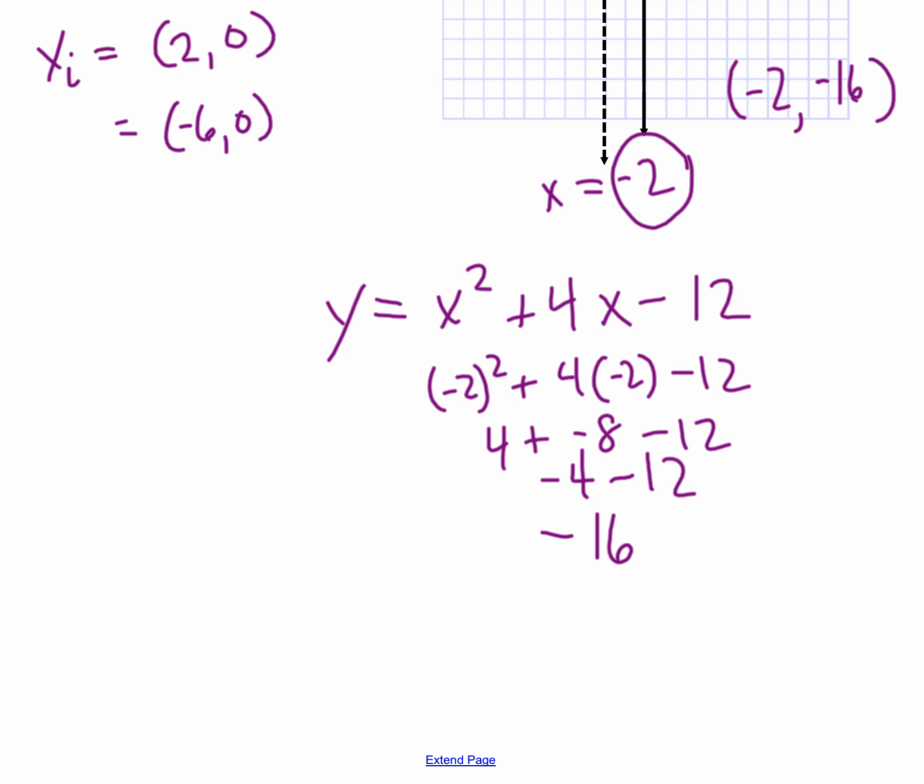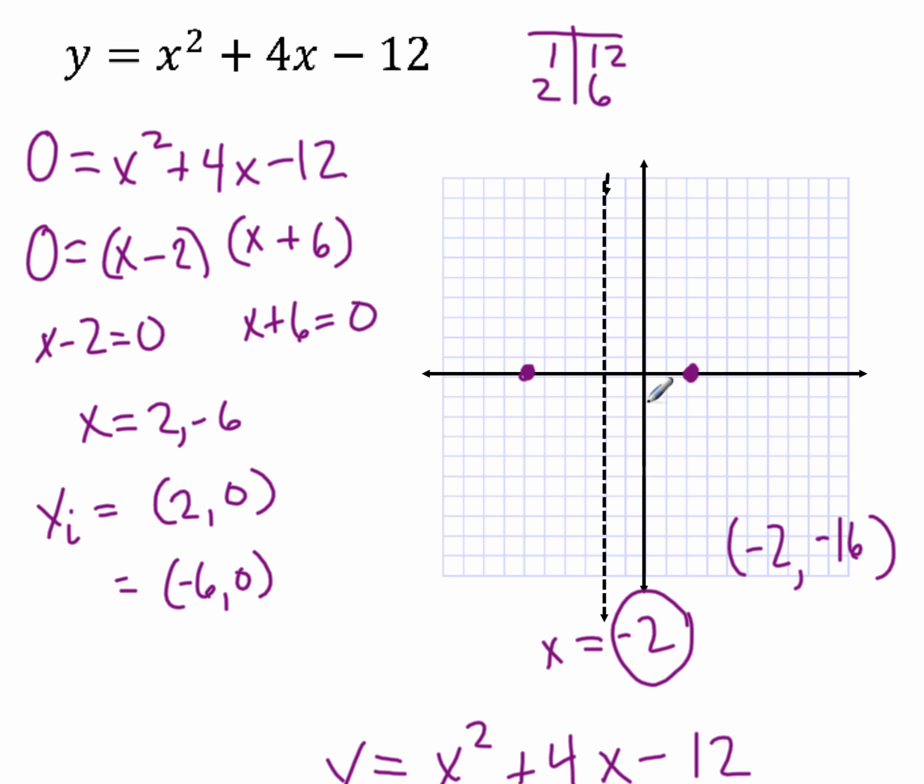Okay, well, does that fit on my graph? Let's see. I don't know if I have 16. 1, 2, 3, 4, 5, 6, 7, 8, 9, 10, 11, 12, 13, 14, 15, 16. So I know it's going to be down further, and hopefully the graphs on your paper can go that far. So once I find -2, -16, then I can connect my points. I could actually add more points if I wanted. I know I would have 0, -12, and then I could find this one.